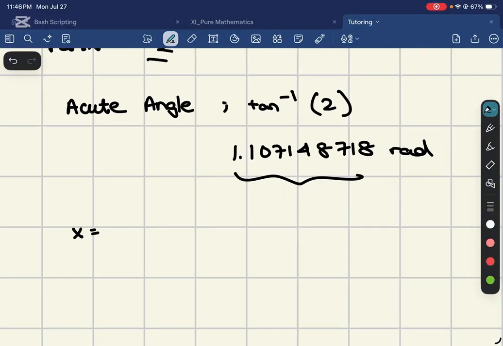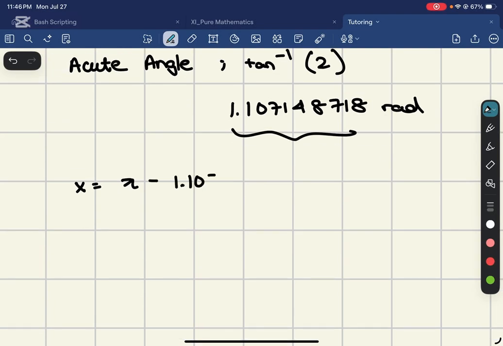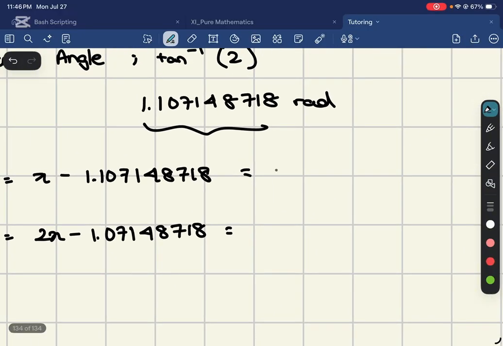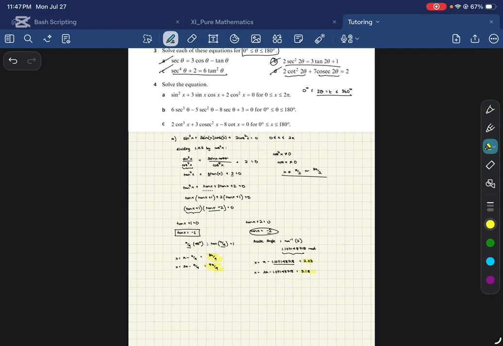I need to push this acute angle into the, when is tan negative? We need tan to be negative 2. So when is tan negative? Well, tan is negative in the second quadrant, so I push my angle into the second quadrant. And tan is negative in the fourth quadrant, so I push my angle into the fourth quadrant. And when I do so, pi minus this acute angle gives me 2.03 radians, and then I get 5.18 radians. So these are going to be your solutions. So your four solutions are 2.03 radians, 3 pi by 4, 5.18 radians, and 7 pi by 4. All right, so that is the solution to 4a. Let's do 4b.